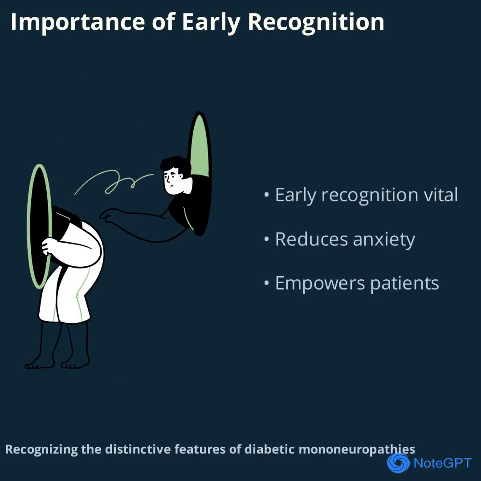Recognizing the distinctive features of diabetic mononeuropathies and amyotrophy allows healthcare providers to reassure patients, avoid unnecessary tests, and start appropriate therapy early. This not only improves outcomes but also reduces anxiety and healthcare costs. Patient education is essential for empowering individuals to seek help promptly and participate actively in their recovery.